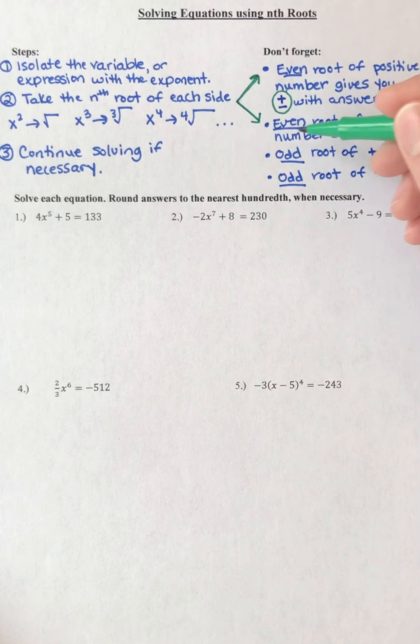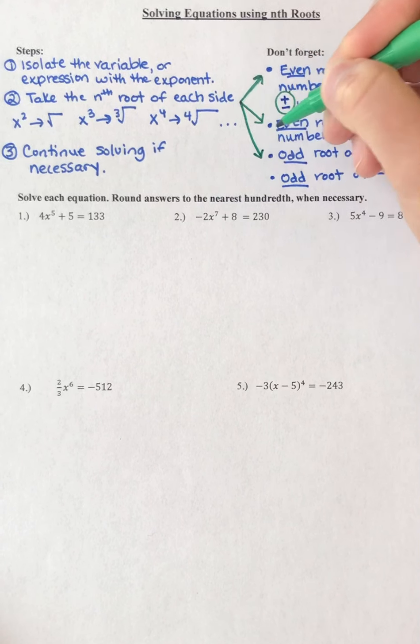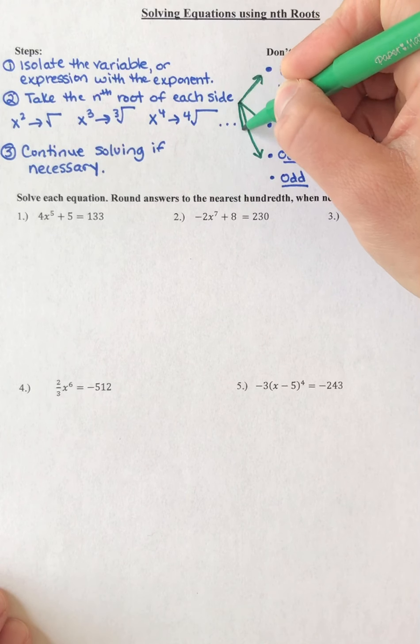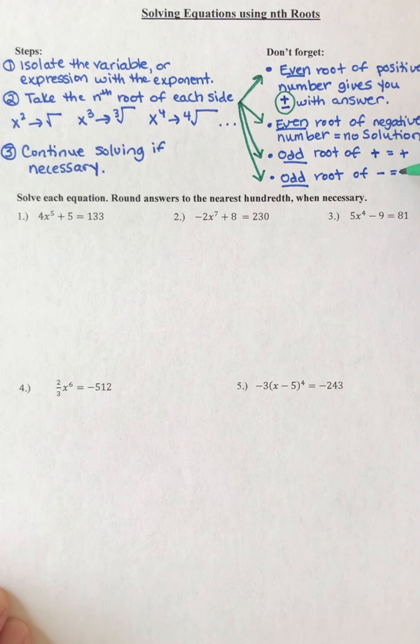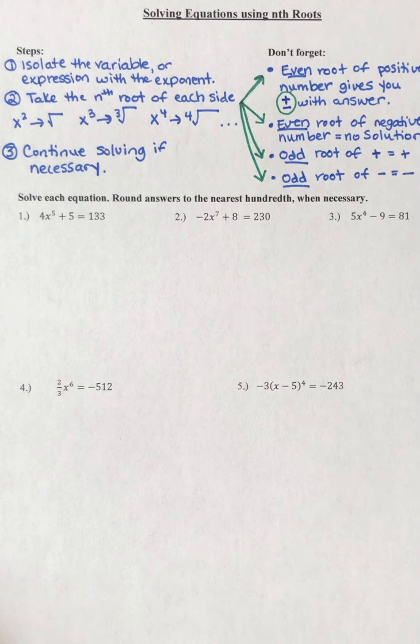You also need to remember that if you take an even root of a negative number, that's not possible, and we're going to write no real solution. So you might get an error message in your calculator and you have to think to yourself, well, I'm taking an even root of a negative and that's not possible. If you are taking an odd root of a positive number, that's fine. You will get a positive number. If you take an odd root of a negative number, this last one right here, that is fine. You just have to remember your answer is going to be negative. So don't forget these rules about taking roots of positive and negative numbers.